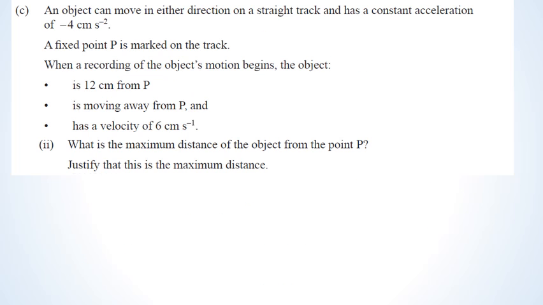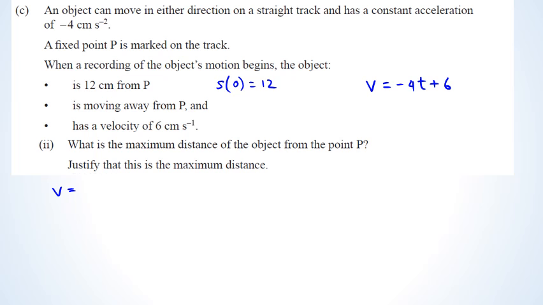So this is basically a follow-on from the previous question. Things that we already know: s of 0 equals 12. And we also know from the previous question that the velocity can be written as negative 4t plus 6. Now the question is asking what the maximum distance is. That's the first part. And the second part is to justify that this is a maximum distance.